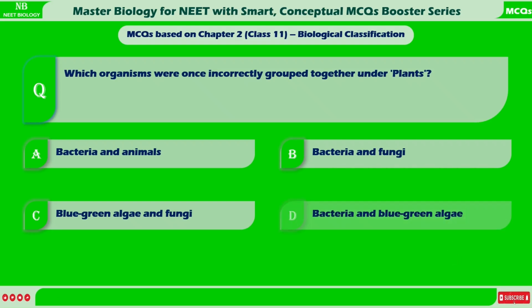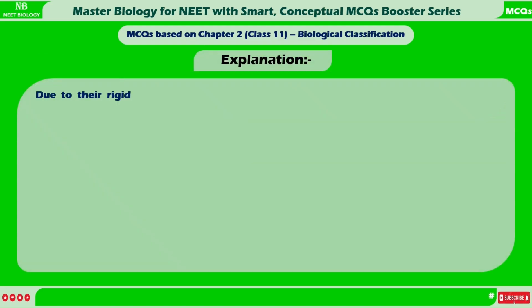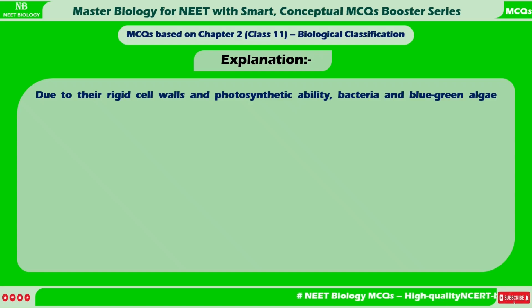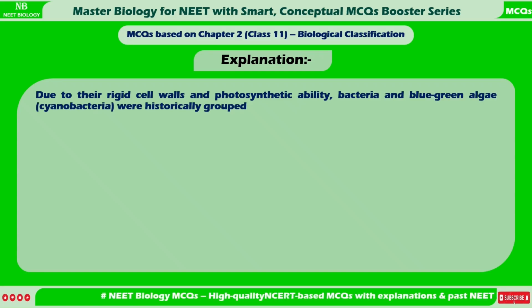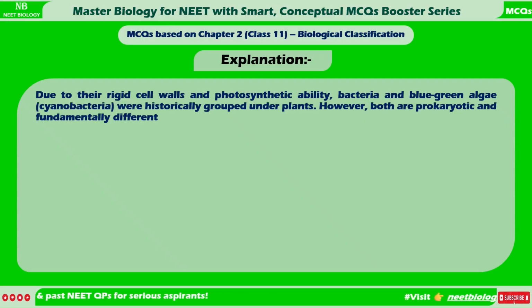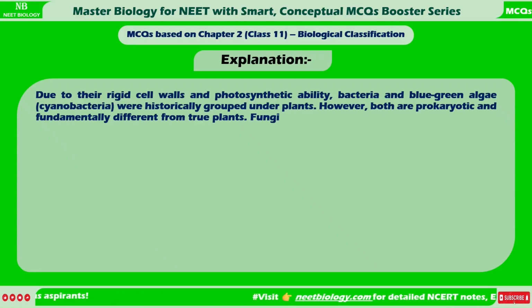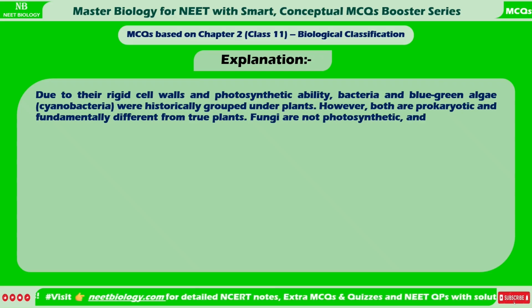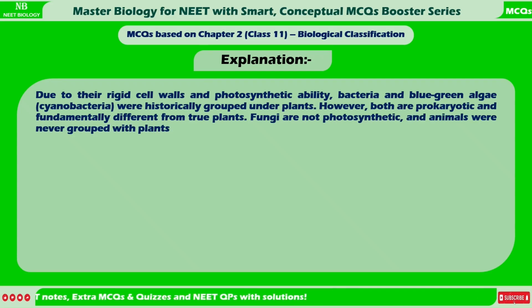Correct answer is D. Bacteria and blue-green algae. Explanation: due to their rigid cell walls and photosynthetic ability, bacteria and blue-green algae, cyanobacteria, were historically grouped under plants. However, both are prokaryotic and fundamentally different from true plants. Fungi are not photosynthetic, and animals were never grouped with plants, eliminating the other options.